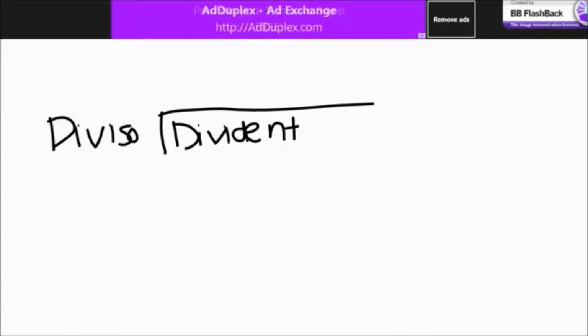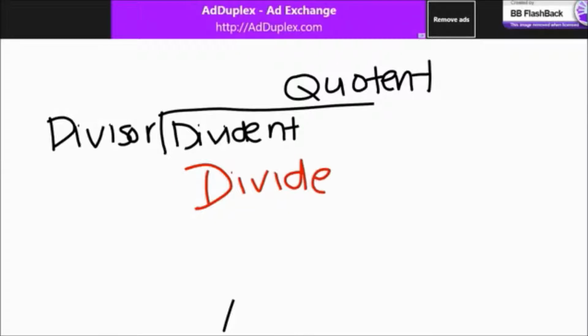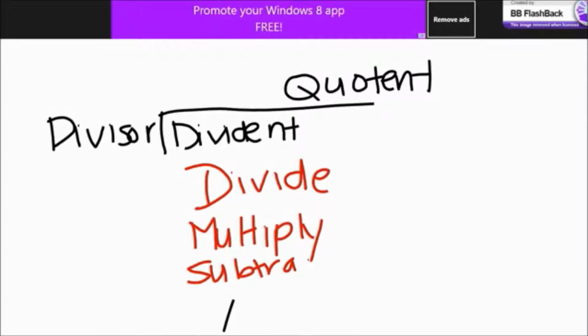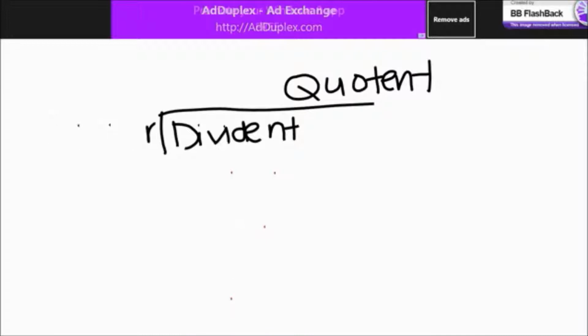Dividing polynomials is the exact same as long division, so don't be frightened. Similar to long division, we have a divisor, dividend, and quotient. A handy tip when long dividing is to follow this order: divide, multiply, subtract, and bring down. A handy acronym to remember is dad, mother, sister, brother. Now let's break this into steps.